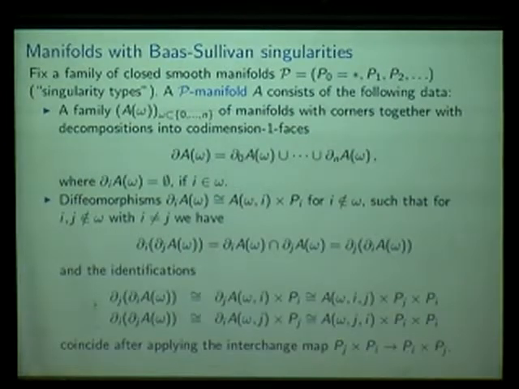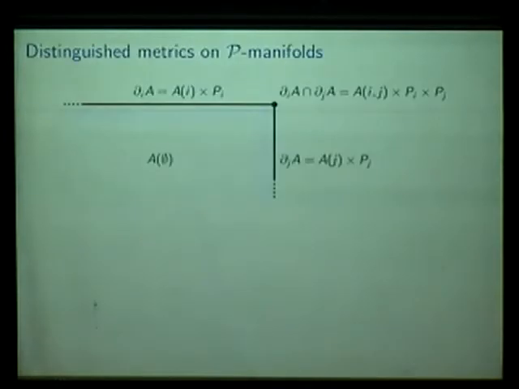And then we have certain compatibility conditions for these different ways we can take boundaries. And maybe the easiest thing is to look at this picture here. So this is a manifold with a simple corner. And so here we have the interior part, which I call A_∅. And then we have the ith boundary part, which is the codimension 1 face of this thing here. And I have to identify this with another manifold A_i × P_i.